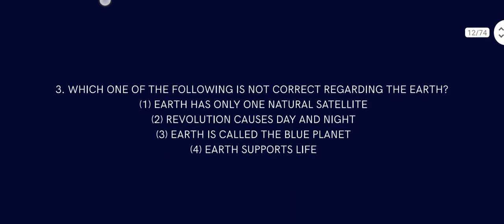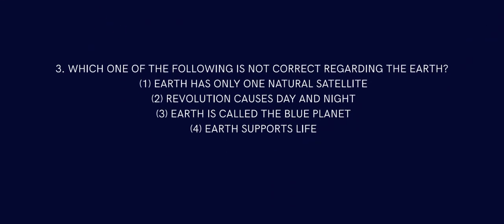Let's move on to question number 3. Which one of the following is not correct regarding the Earth? Earth has only one natural satellite. That is correct. That one natural satellite is the Moon. Revolution causes day and night. No, revolution does not cause day and night. Rotation causes day and night. Revolution causes seasons, like summer, winter, autumn and all that.